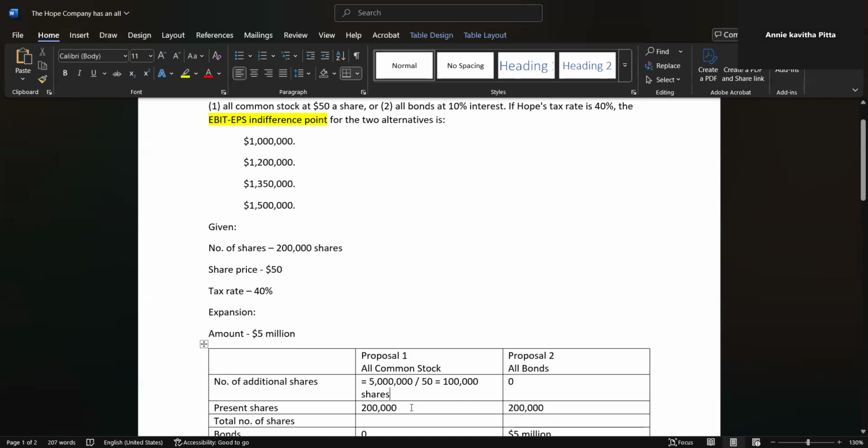At present, they already have 200,000 shares. So the total number of shares would be 300,000 if they consider the first option, proposal one. For proposal two, they say it is all bonds, so no additional shares would be issued. The present shares are 200,000.